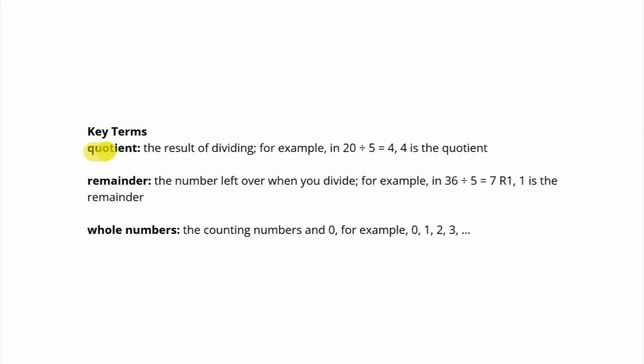Some key terms. Quotient is the result of dividing. For example, in 20 divided by 5 equals 4, 4 is the quotient. Remainder. The remainder is the number left over when you divide. For example, in 365 divided by 5 equals 7 with a remainder of 1, 1 is the remainder. Whole numbers. The counting numbers and 0, for example 0, 1, 2, 3, are whole numbers. They do not include any fractional part or a decimal part. Your turn.